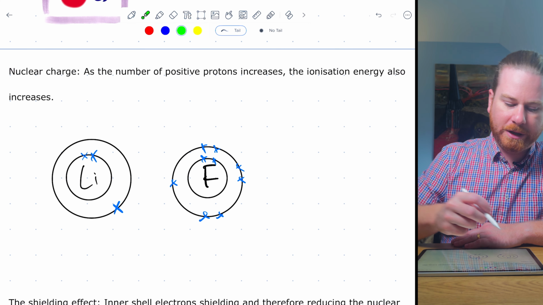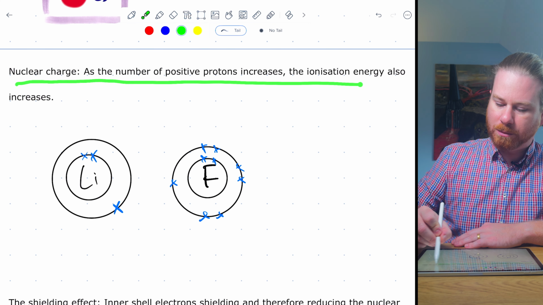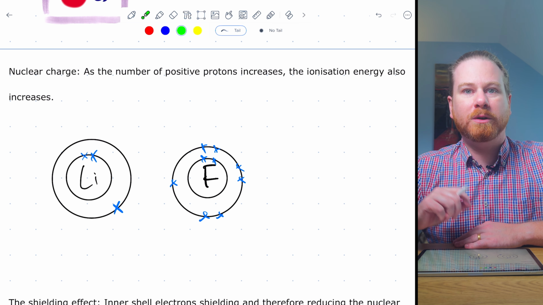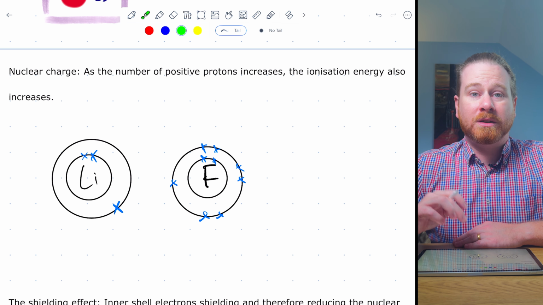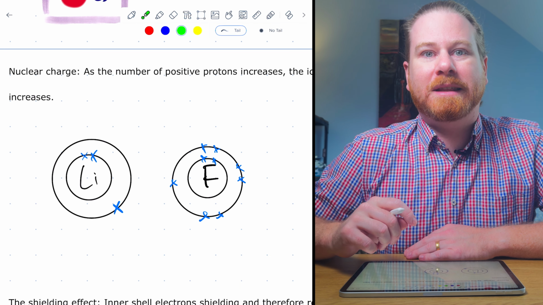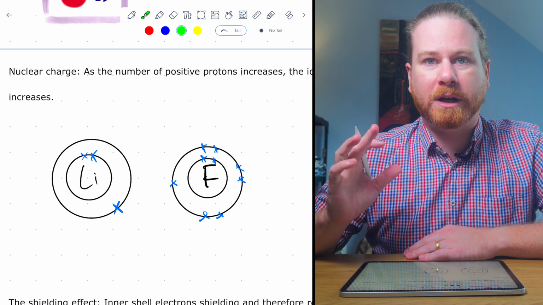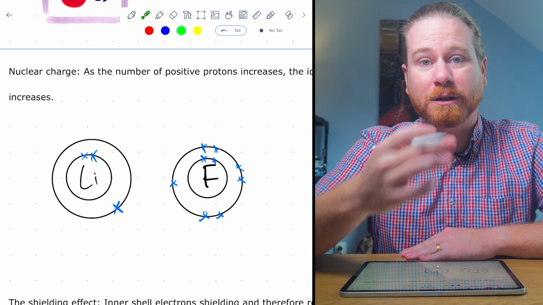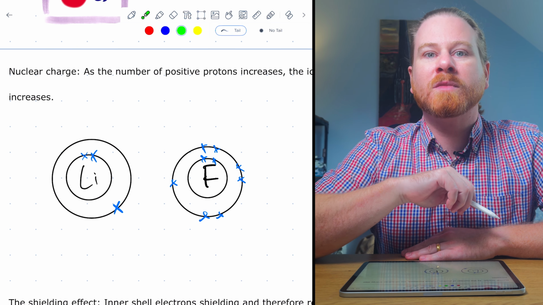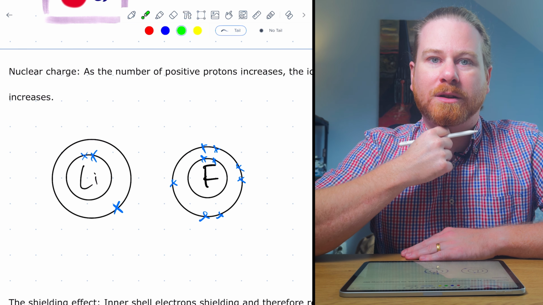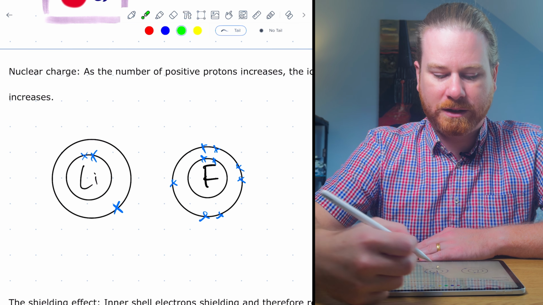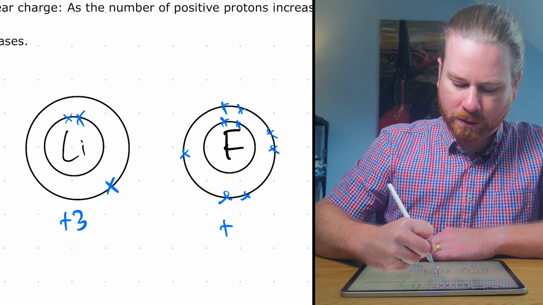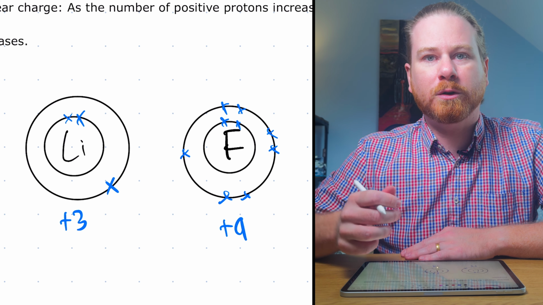Now let's have a look at nuclear charge. As the number of positive protons increases, the ionization energy also increases. To help us with this, we're going to compare lithium to fluorine. With both elements, the first electron is always going to be removed from the same shell, from n equals 2. But lithium only has 3 positive protons compared to the 9 of fluorine.